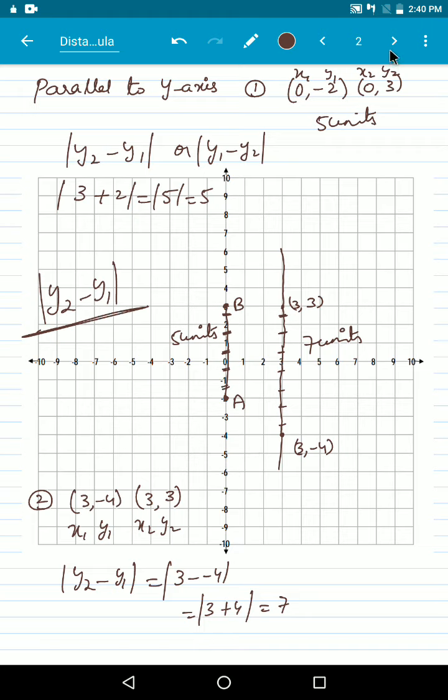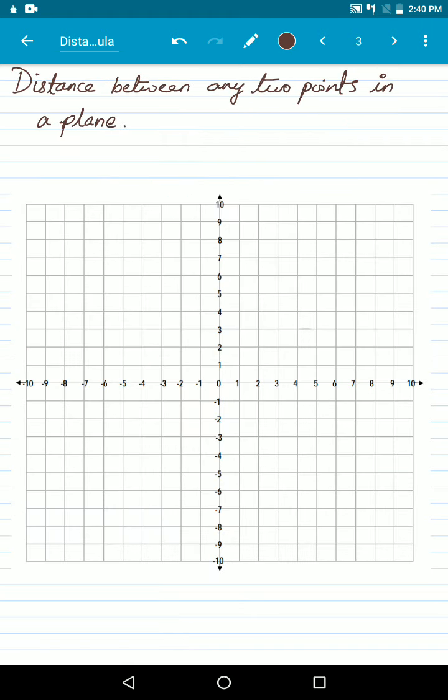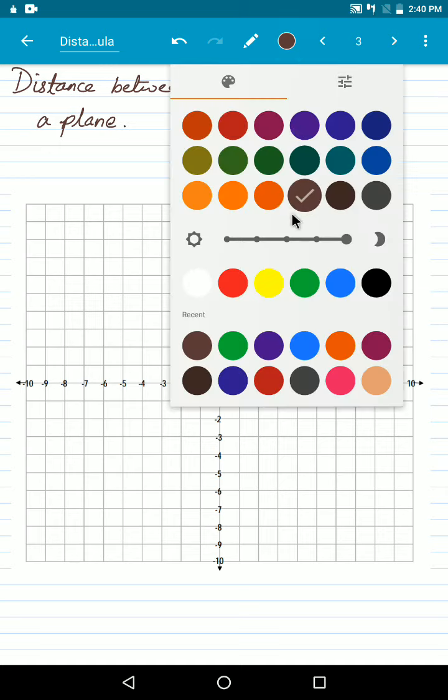Okay. All right. Now, distance between any 2 points in a plane. The points can be either parallel to the x-axis or parallel to the y-axis, or they need not be parallel to any axis at all. What about such points? Let us take a point here, A. This is 2 comma 3, right? And let us take a point here, this is B. What is this? 6 comma 7.